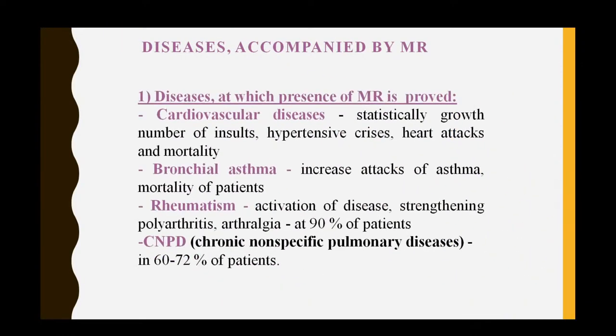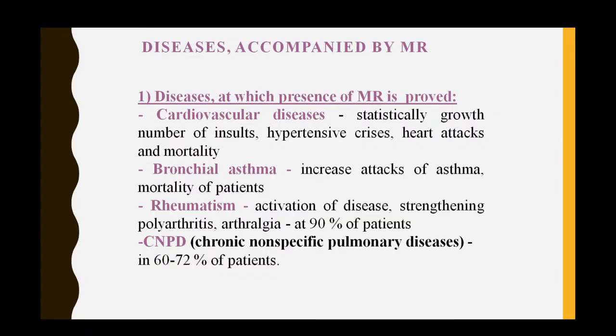And now diseases accompanied by meteotropic reactions. First of all, diseases in which presence of meteotropic reactions is constant. Cardiovascular disease on first place: statistically growth, number of insults, hypertensive crisis, heart attacks, and mortality. Bronchial asthma: increase attacks of asthma, and it may be reason of mortality of patient. Rheumatism: activation of disease, strengthening polyarthritis, arthralgia, 80-90% of patients.